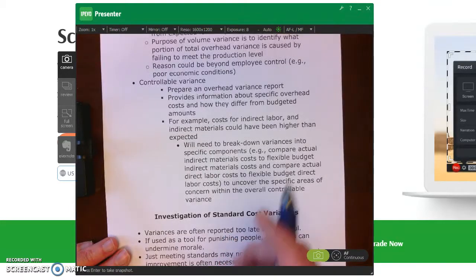Now the controllable variance, this one gives us a little bit more information, in my opinion.